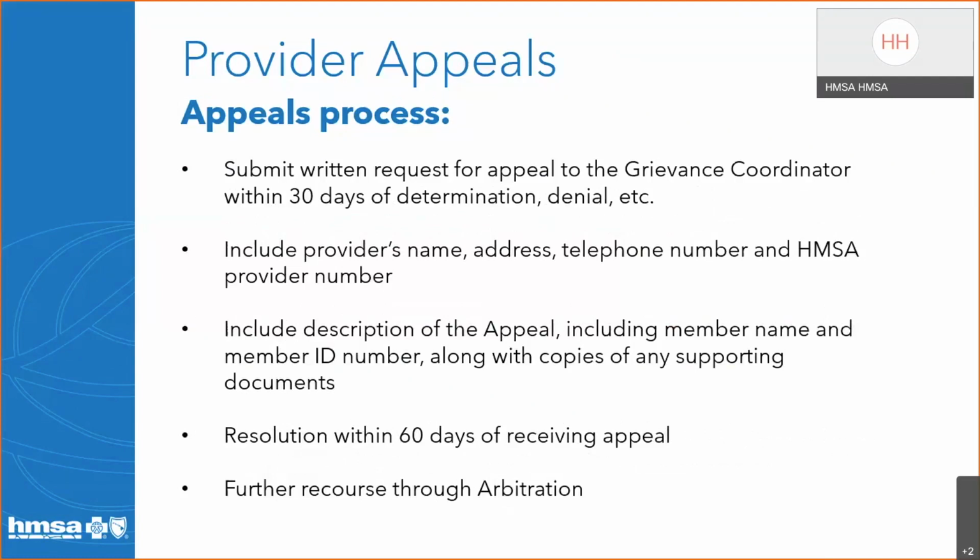When submitting an appeal, providers should submit their request in writing to the grievance coordinator within 30 days of the determination or denial. Appeals should include the provider's name, address, telephone number, and HMSA provider number. Be sure to include a description of your appeal, including, if needed, member name and ID number, along with any copies of supporting documentation. HMSA will have a resolution within 60 days of receiving the appeal. Providers have further recourse for the appeal through arbitration.